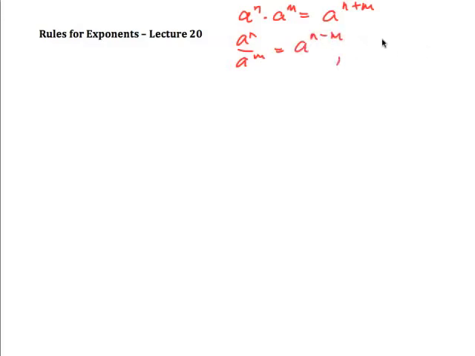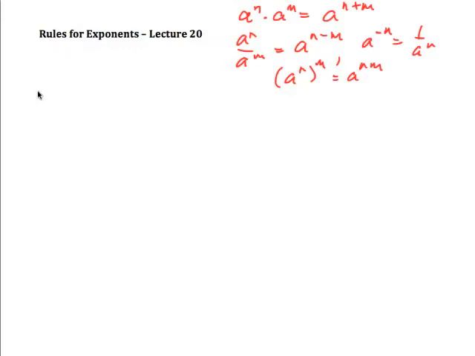Okay. We also have seen that if I have a to the negative n, I get 1 over a to the n. Also, if we have a to the n raised to the power of m, this is equal to a to the nm. Okay, so we have these ones here, and let's have a look at a use of the quotient rule here.